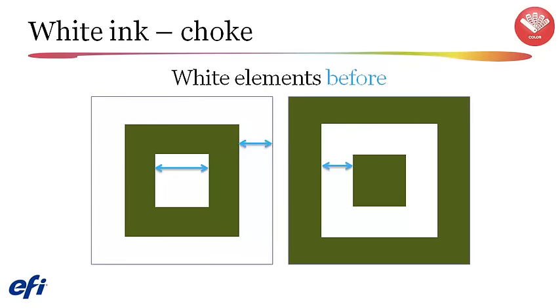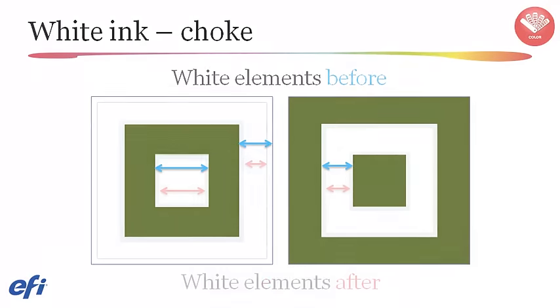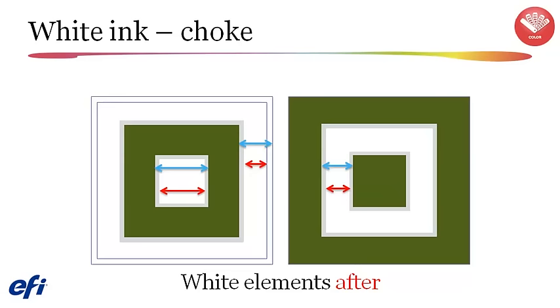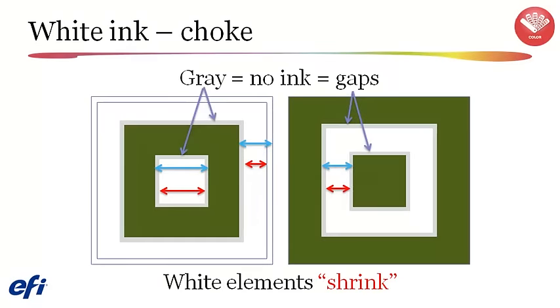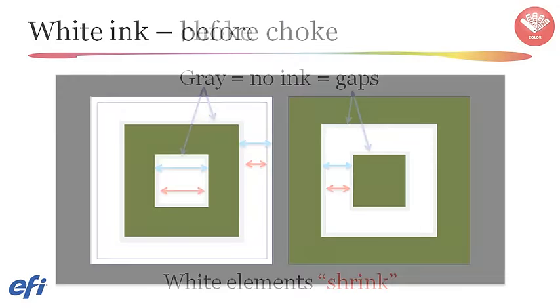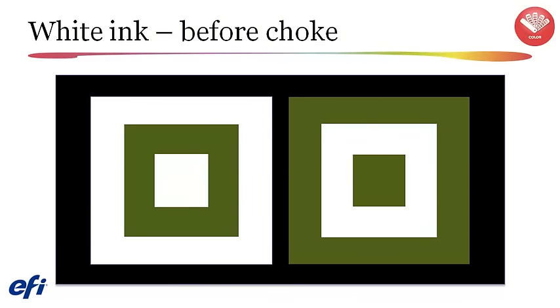Let's return to the original images and see what happens when we apply a choke value. When a choke value is applied, white elements will shrink in all directions. This will produce gaps between the white and colored elements where the substrate will now show through, shown here by the gray areas. The results may become a little more clear if we look at what happens if these graphical elements are printed on a black substrate.